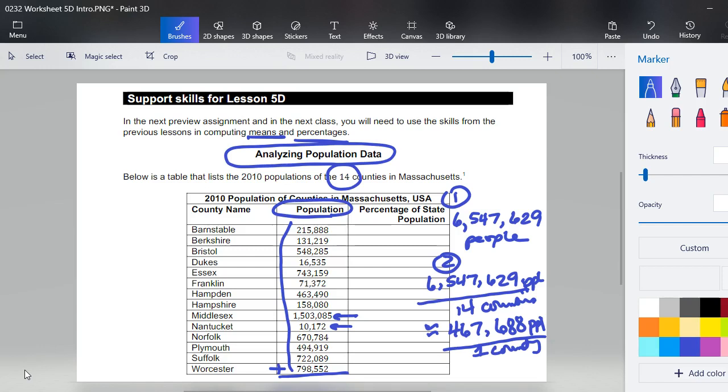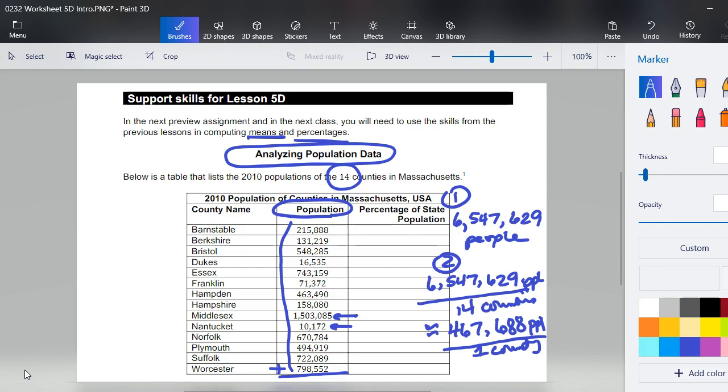Question 4, for each county, compute its share of the population in the state as a percentage of the state population. Round your answers to the nearest hundredth of a percent and input them in the previous table. I'm going to work on the first couple with you, and then I'm going to hit pause and fill in the rest of the table.